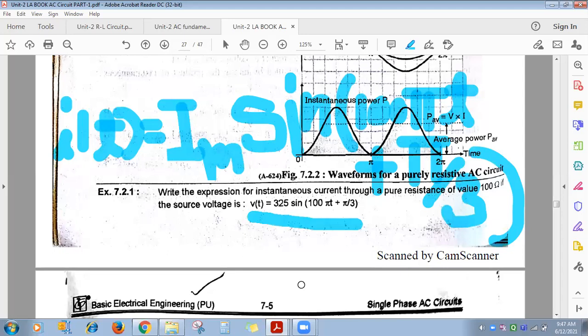Whatever is the voltage equation given to you, in the same form will be the instantaneous current equation. Now you compare both the equations. V of t is 325 sine of 100 pi t plus pi by 3, and the current equation I have written is I_m sine of 100 pi t plus pi by 3. So comparing both the equations, do you find any phase difference between voltage and current? No, ma'am. No phase difference is there, isn't it?